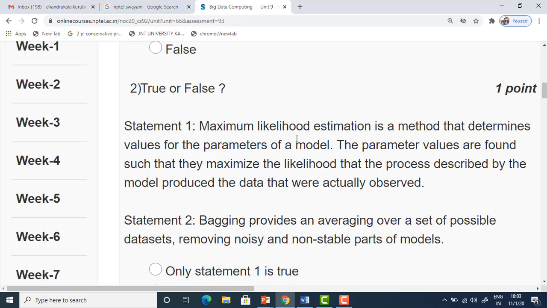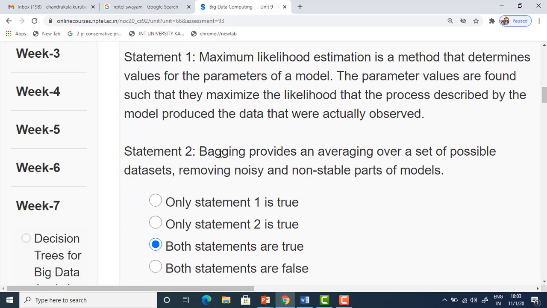The first statement: maximum likelihood estimation is a method that determines values for the parameters of a model. The parameter values are found such that they maximize the likelihood that the process described by the model produced the data that were actually observed. That statement is true. Second statement: bagging provides an averaging over a set of possible data sets, removing noisy and non-stable parts of the models. Yes, this is also true. Bagging removes the noise and other things from the data sets. So both statements are true.